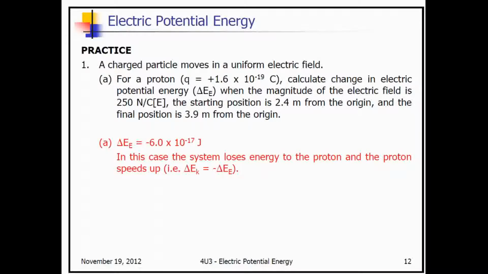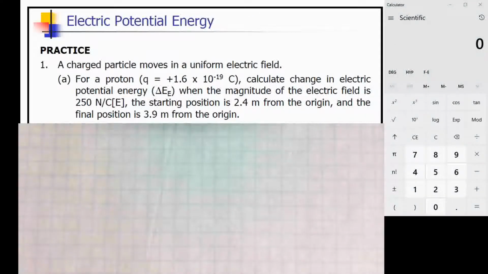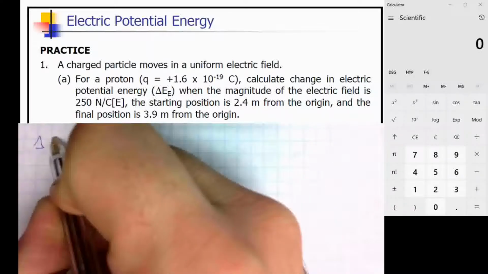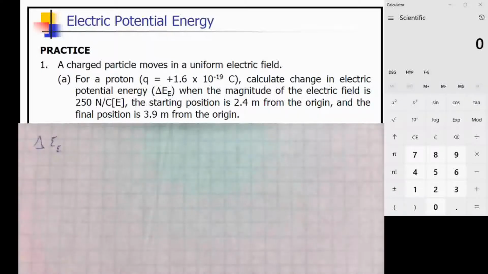So let's look at some of these problems. Here it says a charged particle moves in a uniform electric field. So for a proton, and a proton has this small charge of 1.6 times 10 to the negative 19. We'll get into that in a little bit. It says calculate the change in the electric potential energy when the magnitude of the electric field is 250 newtons per coulomb to the east. We have the starting position, we have the final position. So we're looking for delta E, the change in the energy in the electric field, so the potential energy.